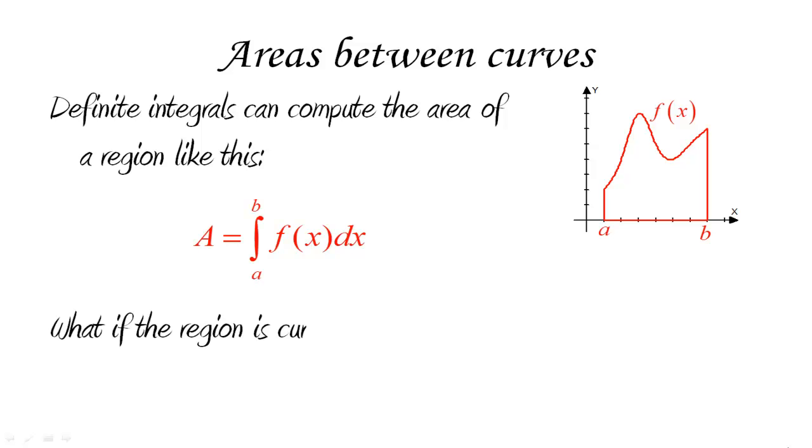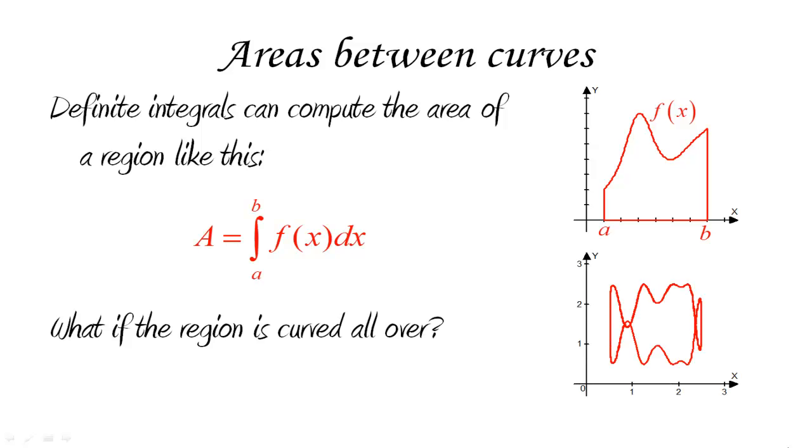Alright, what if we're dealing with a region that is curved all over, something that looks like this? Now, by the way, this curve is actually symmetric top and bottom simply because I'm not very good at drawing these curves, but it doesn't have to be. I'm just thinking of any region whose boundary is made up of curves all over the place. So how can we do that?